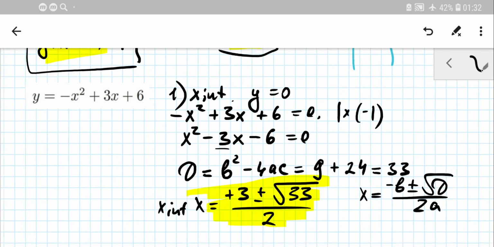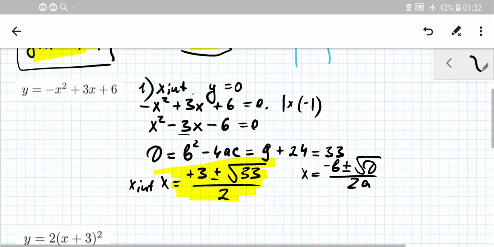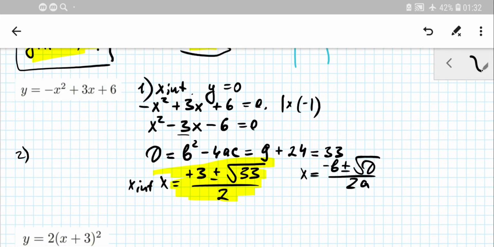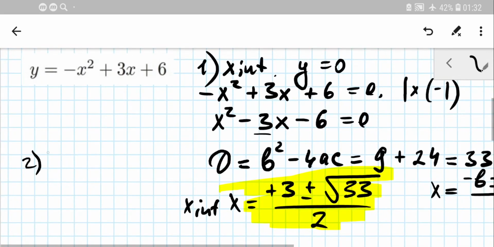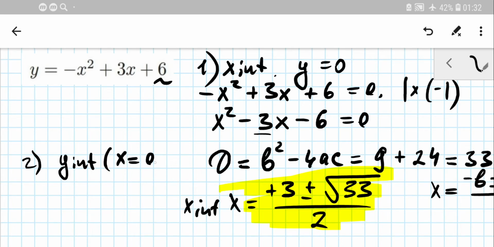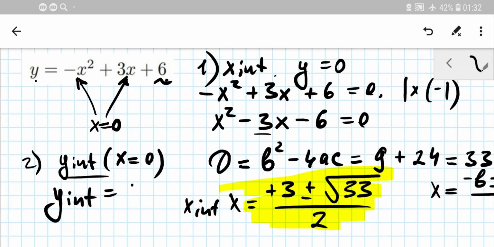Okay, the second one I can easily do. In the second, we need to find the y-intercept. The y-intercept is simply the free coefficient. When x is 0, if you plug 0 in everywhere, you'll get y equals 6, which is obviously the y-intercept. So the y-intercept is 6.